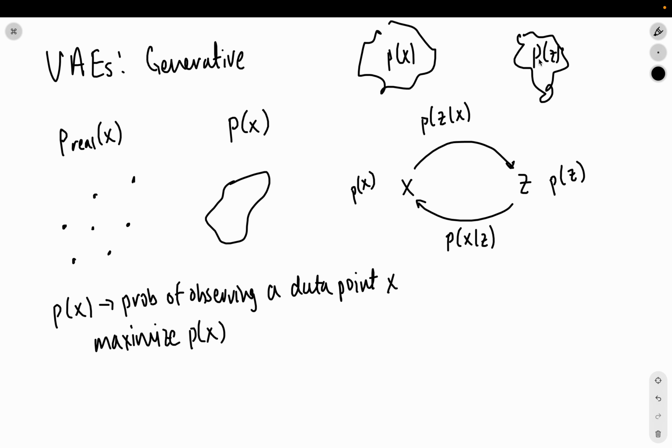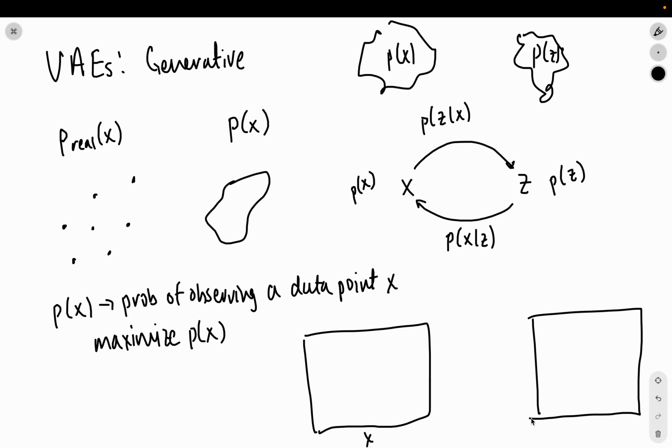The idea here is, before in an autoencoder, remember we had this drawing, right? Where you had, here's your high dimensional space. So here's X, here's your X space, let's call it that. And here's your Z space. And we would take a point in here and we would map it to its latent representation. And we take another point and we map it to its latent representation.